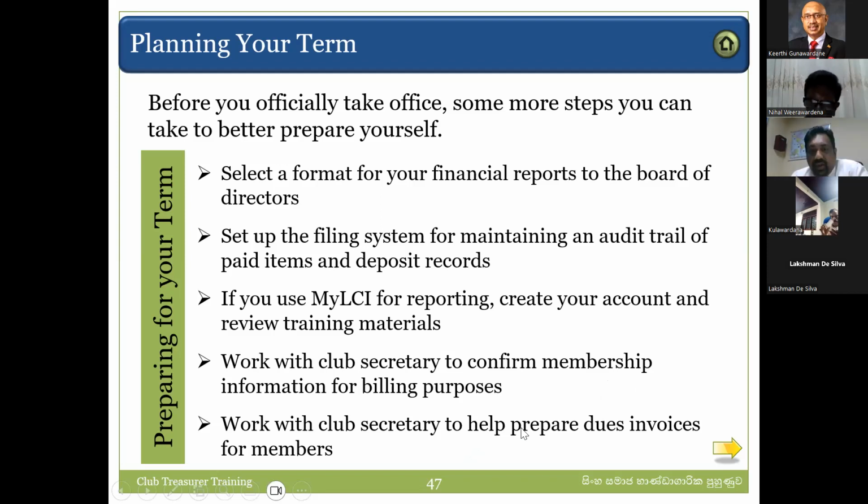Work with the club secretary to help prepare dues invoices for members, because preparation of invoices is a responsibility of the treasurer. So you can ask your secretary to send the invoices, or you have to prepare the invoice. As Lion Chaminda explained, you know what the fee items to be billed are, so accordingly you can bill and raise the invoice. You must issue an invoice to every member so that they know their payable amount, and you can put a due date also, so that they know by when they have to pay.